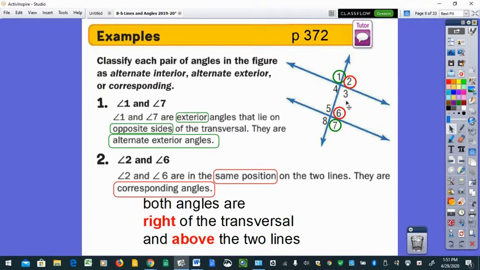If you look at 2 and 6, notice they're both on the same side of the transversal. There's no alternate thing here. And 2 is in the upper right of its group, and 6 is in the upper right of its group. They are called corresponding. So can you name the angles?